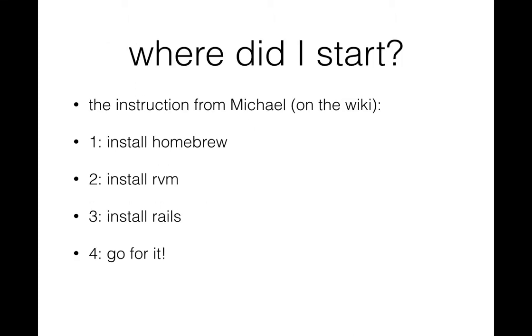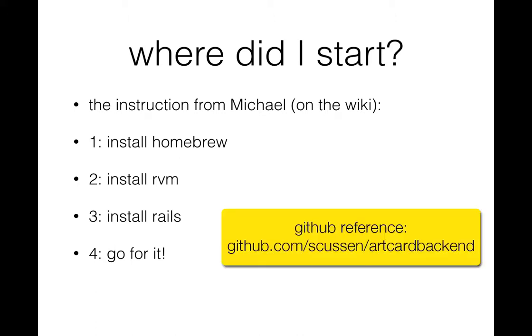So the instructions from Michael, he was like, well, let's do this. And he wrote a little wiki that's actually in the GitHub repository that you can see. Basically, it says 1, 2, 3, 4. That's it.